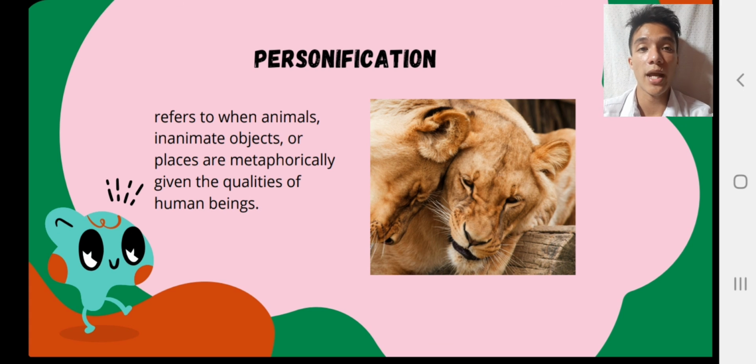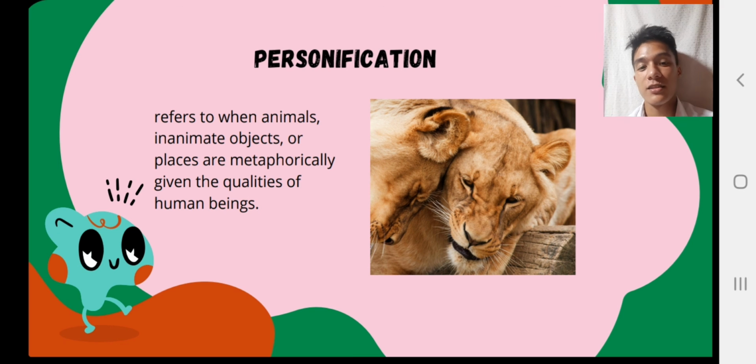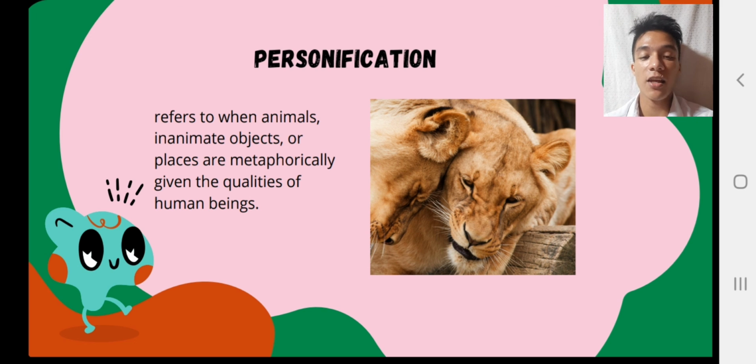Personification refers to when animals, inanimate objects, or places are metaphorically given the qualities of human beings. For example, the trees dance back and forth, or the angry sky throws lightning.